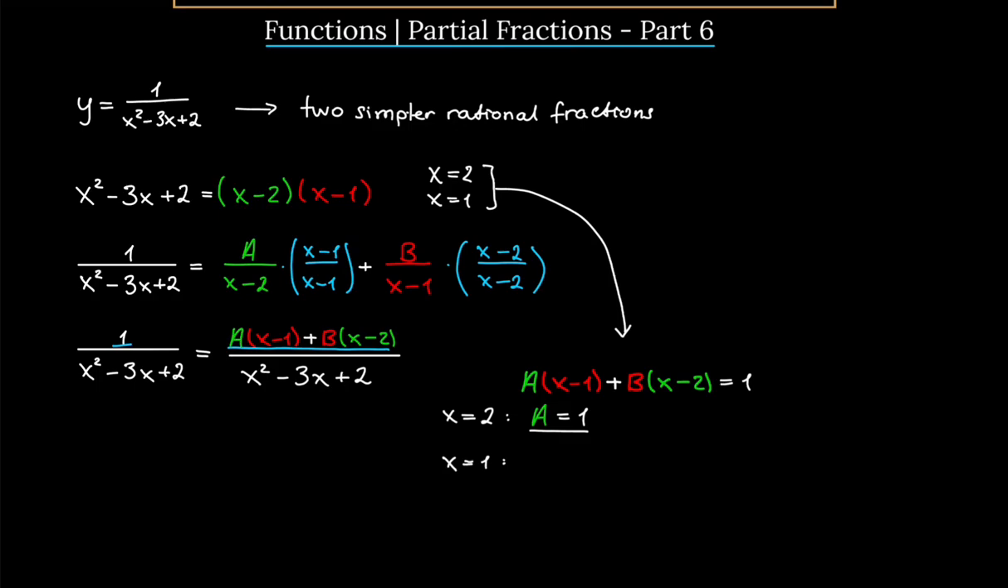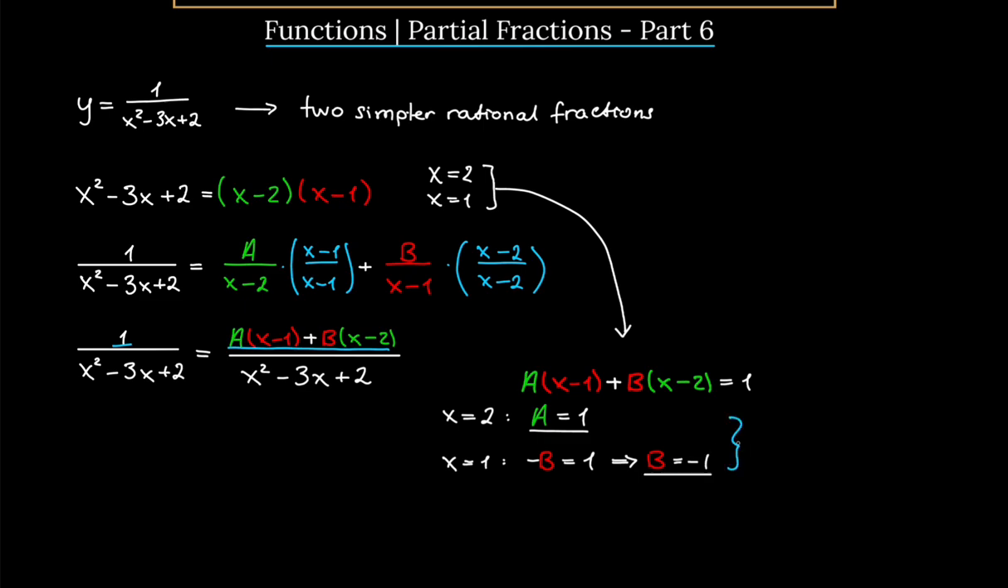For x equals 1, we're going to do the same. However, this time the a is going to vanish, and what we're going to get is b multiplied by 1 minus 2, which is negative 1. So we can put a negative sign in front of b, equated to 1. This means that the value of b is simply negative 1.